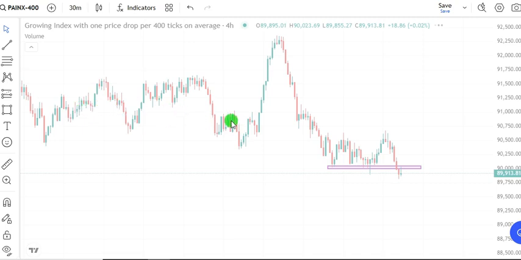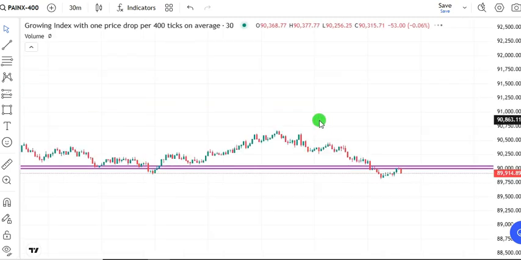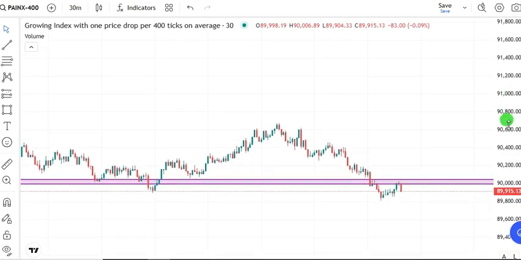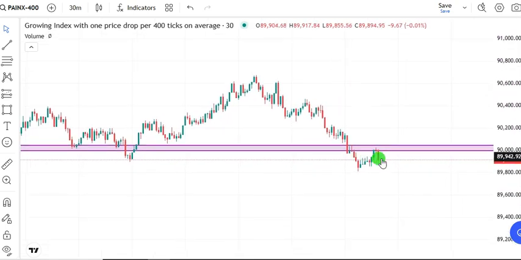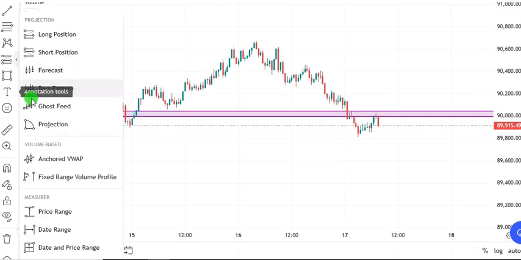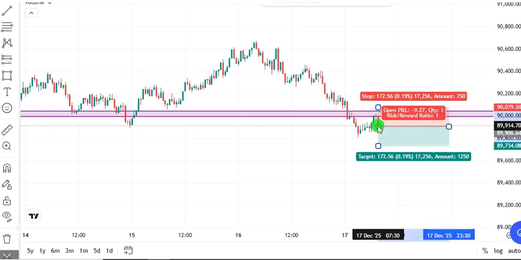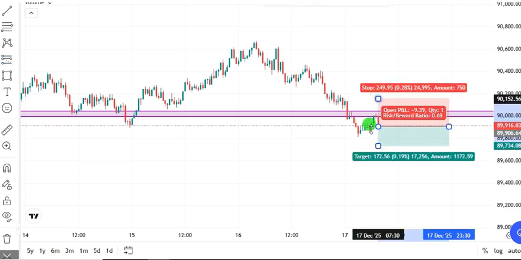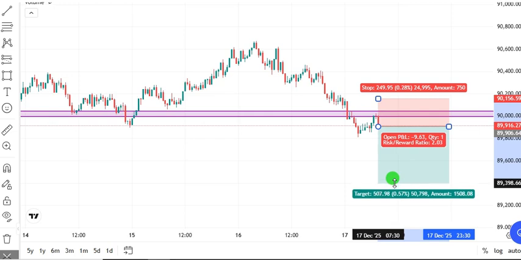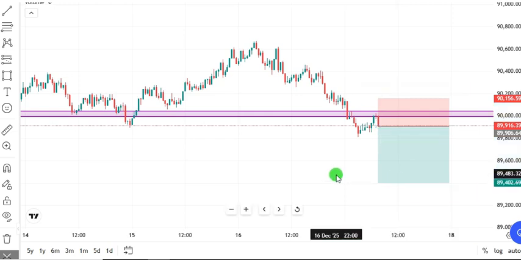Okay, so here's the 30 minutes chart. Let's see if this is going to open. Yes, actually it did. So this is where I went short. Currently I'm short on PainX 400, somewhere around here. Then my stop loss is currently around here. Then I think I targeted 1:2, which is somewhere around here. So this is where I am currently on PainX 400.